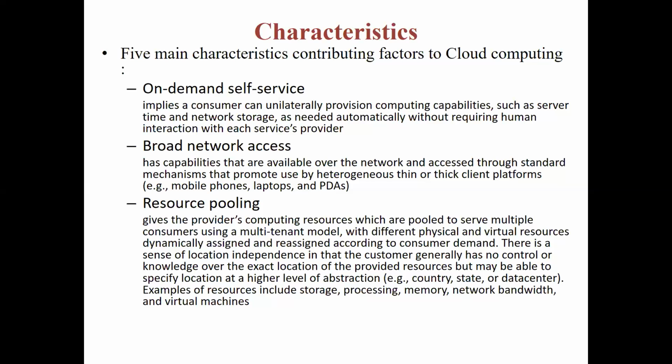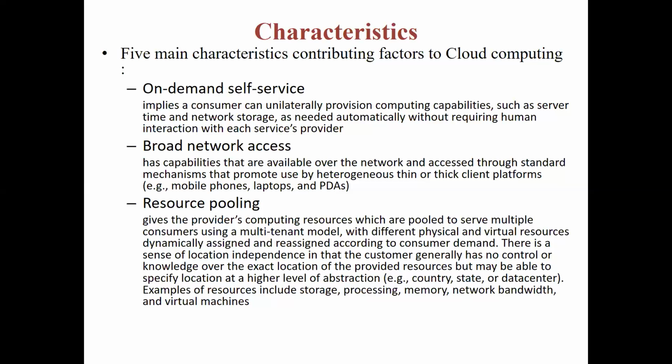There is a sense of location independence in that the customer generally has no control or knowledge over the exact location of the provided resource, but may be able to specify location at a high level of abstraction. So in this example, when we use IBM or Amazon in general, you don't know whether your data will be stored in Raleigh or in Minnesota. You have no control in general. According to my experience, when you log in to cloud computing, the location they send you to is really random.